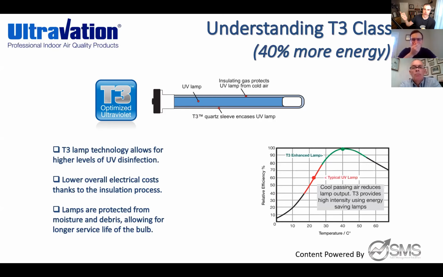So if you were trying to run a cooling system in the middle of summer, that's preventing that bulb from reaching its peak potential because it's constantly being bombarded by cold air all the time. Well, this is a great way to basically insulate the bulb, protect the bulb, and allow it to burn at a more peak efficiency for the radiation process. So that's why we patented it and called it a T3.